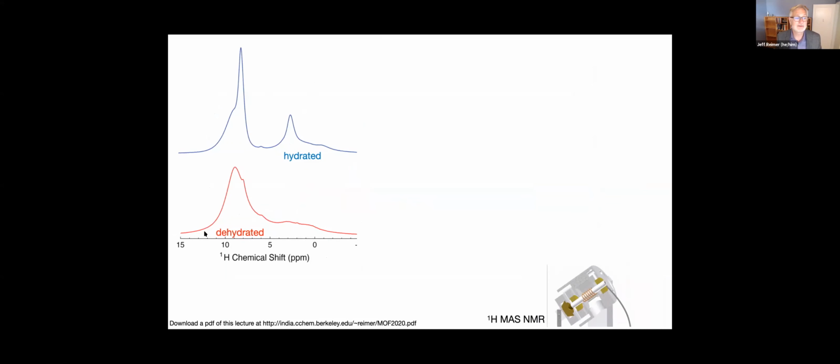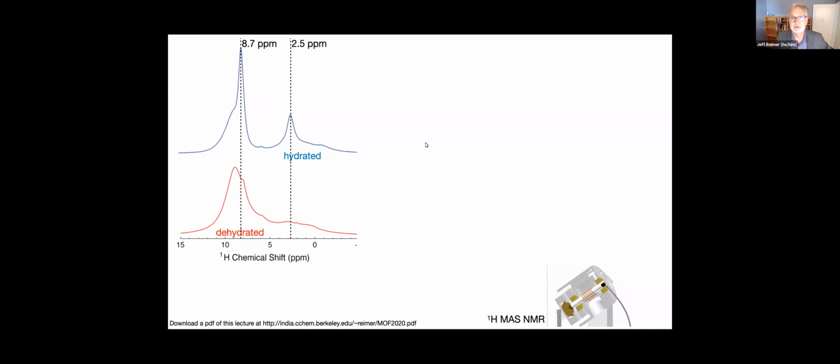On the left over here, you see the proton NMR spectrum of the MOF in its dehydrated form. These are protons on the linkers, OH groups, and so forth and so on. And here it is in the hydrated form. So we have 2 peaks that have appeared in the hydrated form. We added an H2O, right? But there are 2 different chemical shifts for the proton peaks.